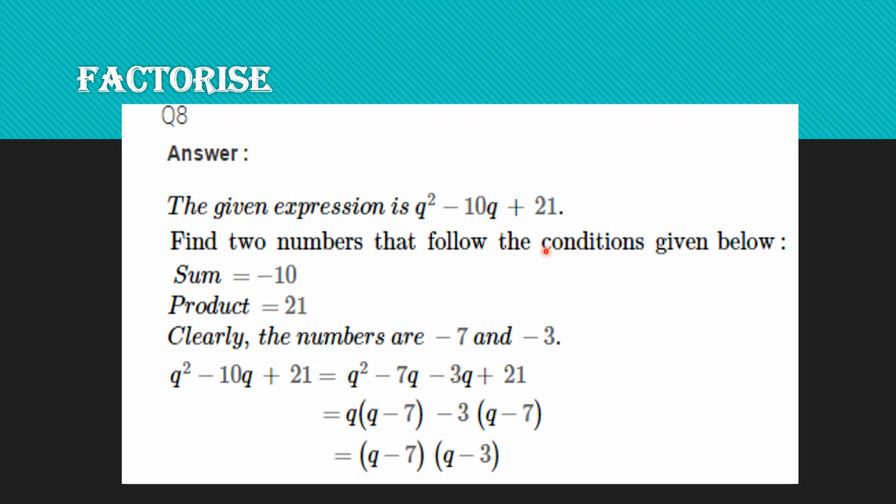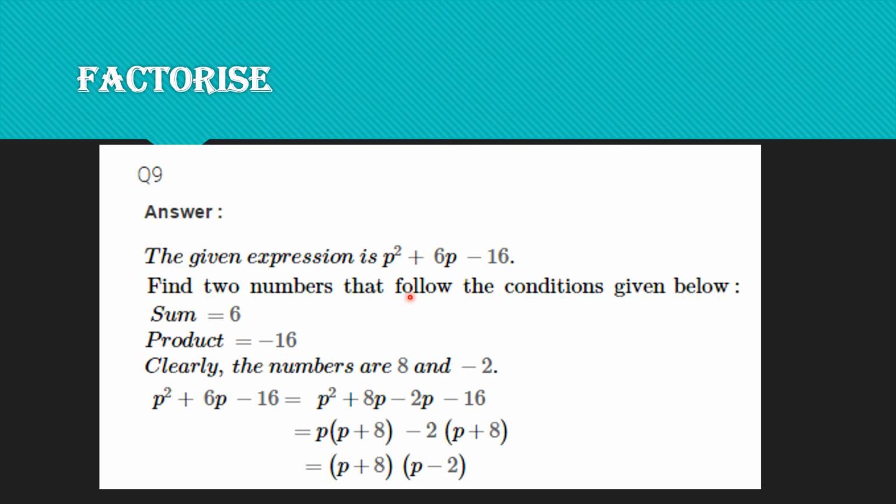7 plus 3 is 10, but it has to be minus 10, which means both the numbers have a minus sign. So minus into minus becomes plus, so the product of minus 7 and minus 3 is plus 21. Now clearly the numbers are minus 7 and minus 3. Rewrite the expression: q squared minus 7q minus 3q plus 21. Take the common term q outside, q into q minus 7, and the common term is minus 3 here, q minus 7. So the two factors of this given expression are q minus 7 and q minus 3.